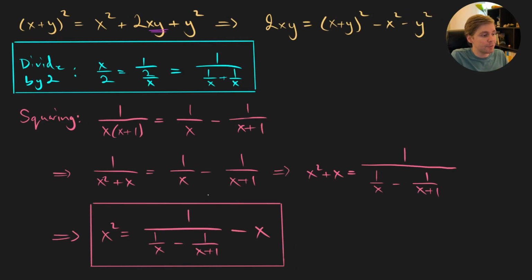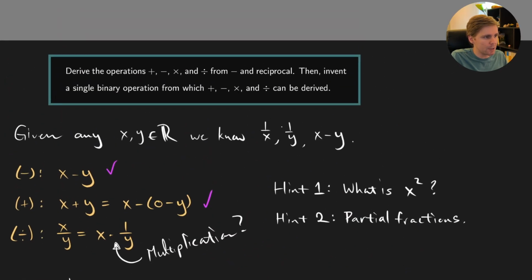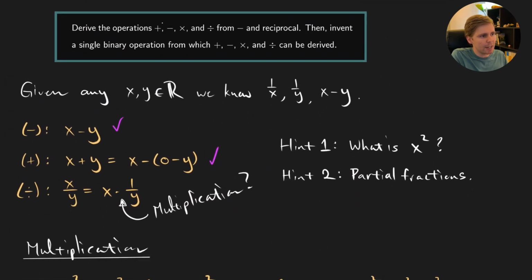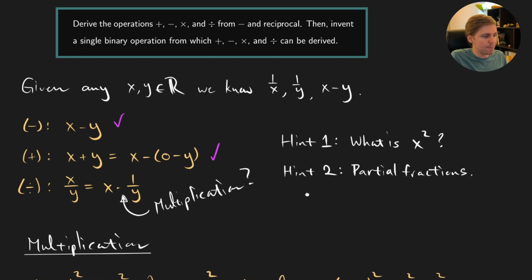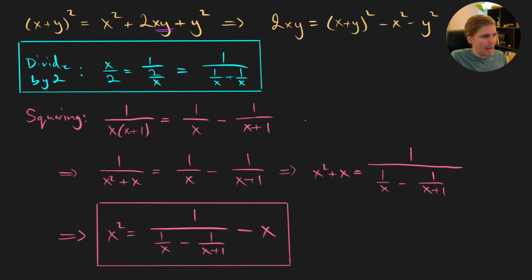Okay, so now let's recap because we've actually solved the first part of this problem. Let's remember what it was that we were doing. So again, we're trying to derive all of these operations just from subtraction and reciprocal. And we've already figured out how to do addition in terms of subtraction. And we know that we'll also be able to do division if we can just figure out how to do multiplication. So that is what we were doing down here, trying to figure out how to do multiplication. And we're going to do this in 2 steps by figuring out how to square things and figuring out how to divide by 2. Here's our formula for squaring things.